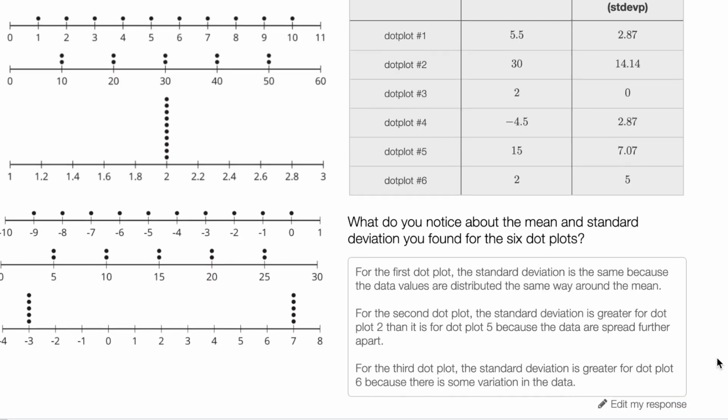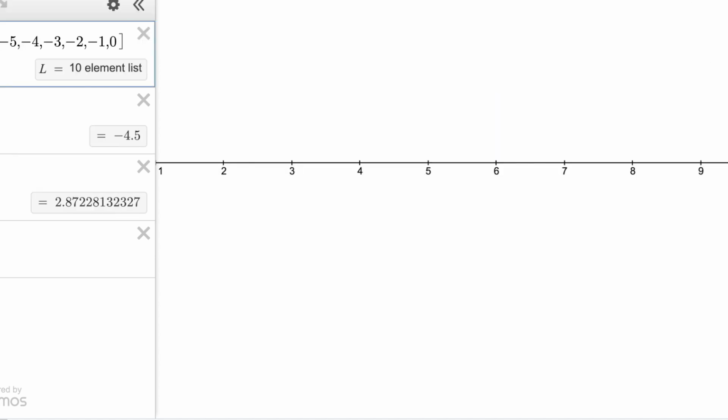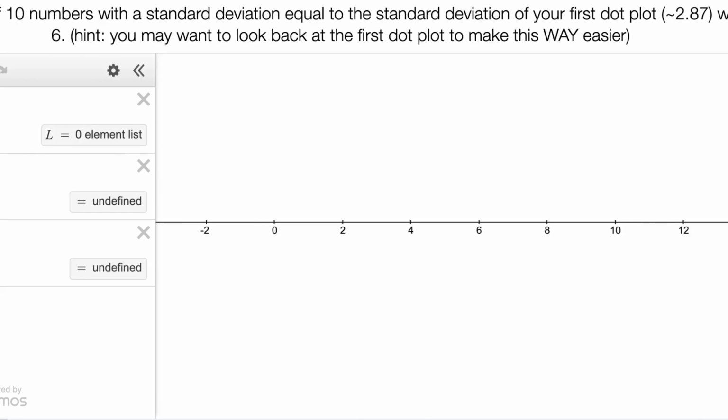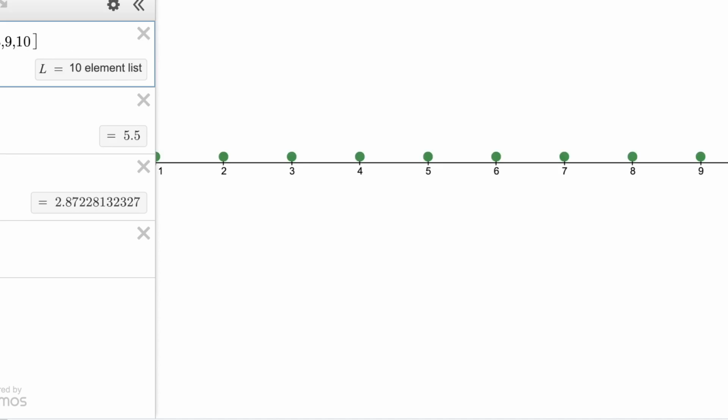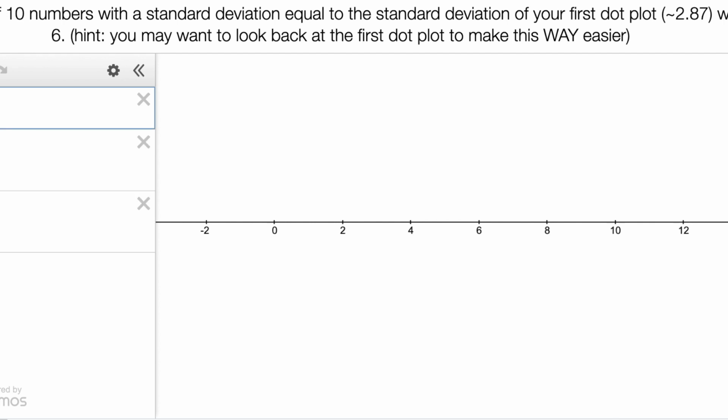All right, we're going to continue on. So this one says, create a data set of 10 numbers with a standard deviation equal to the standard deviation of your first dot plot, which was like 2.87, with a mean of 6. It says, hint, you may want to look back at the first dot plot to make this way easier. So I'm going to go back and look at that first dot plot, if I can find it. It was where all the numbers were 1 through 10. So to start out, I'm going to type all of those numbers again.